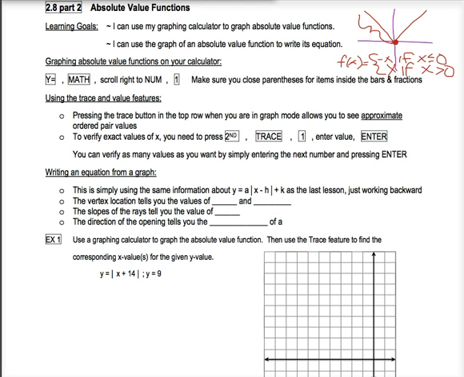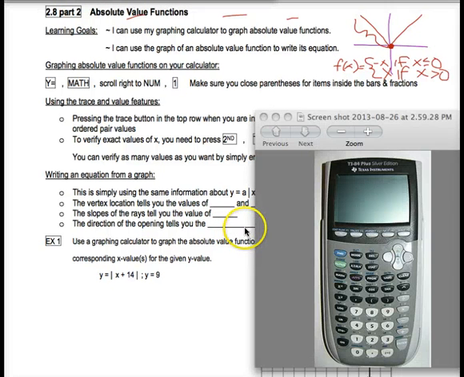So, in order to graph absolute value functions on your calculator, we probably should know what buttons to press, and I briefly introduced this when we did our Intro to the Graphing Calculator worksheet. If you're looking, I've got a picture of the graphing calculator up here. In order to graph this, of course, you need to be in your y equals screen, so this button right here.